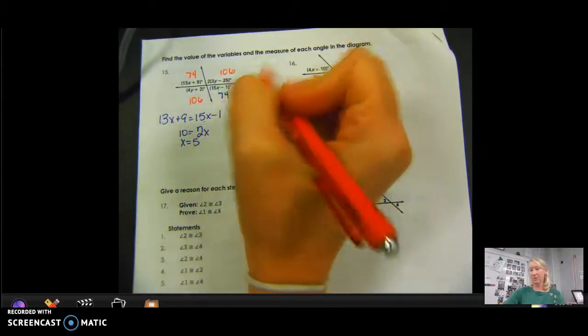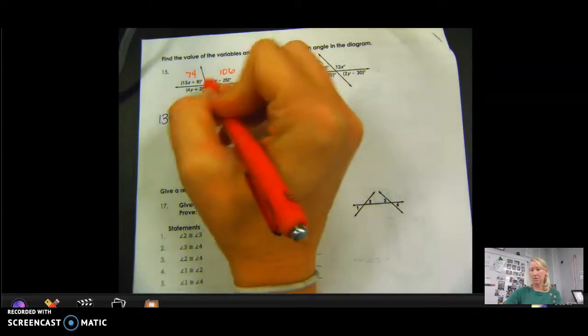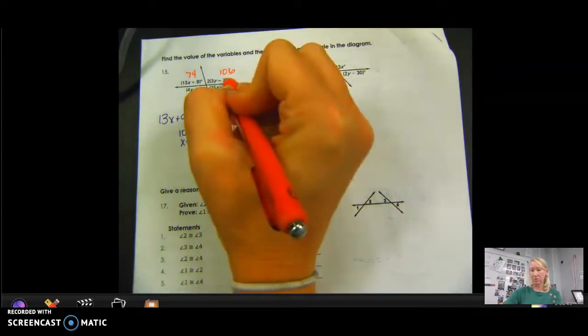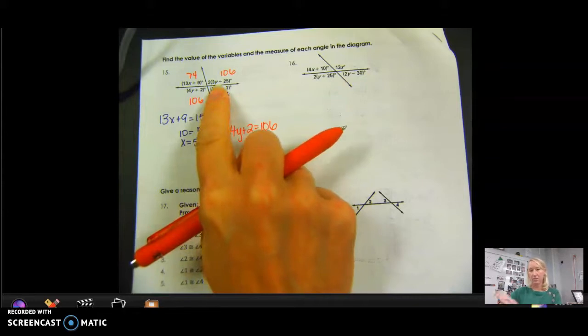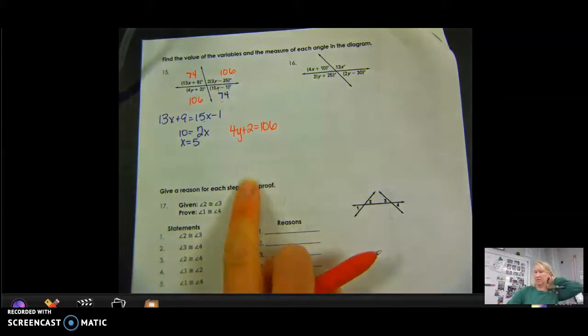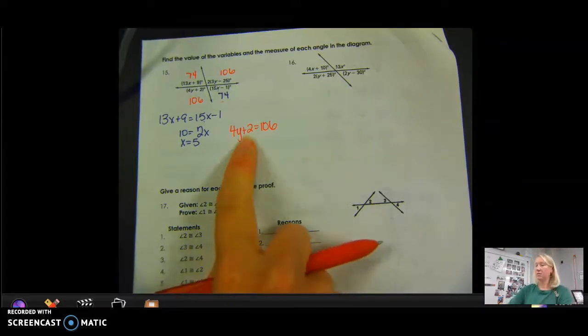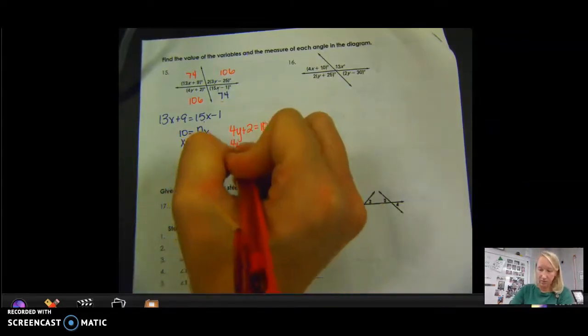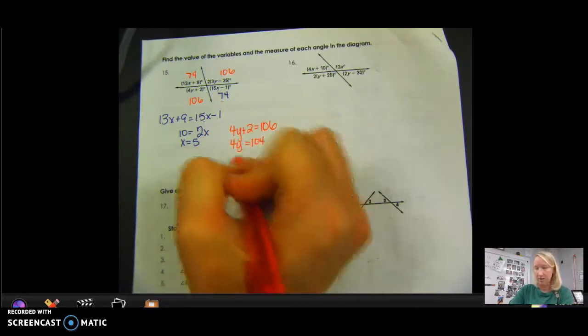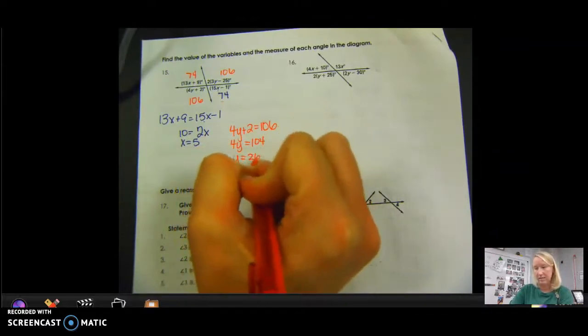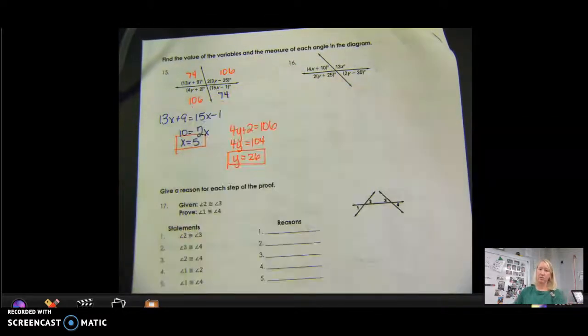The reason I'm doing it that way instead of setting these equal to each other is because I have to distribute on this one, then set them equal. I just think it's going to be more steps. So I'm trying to find the easiest and fastest way. So I'm going to subtract 2 from both sides, so I get 4y equals 104. I divide by 4, I get y equals 26. So this is y, there's x, and my angle measures.